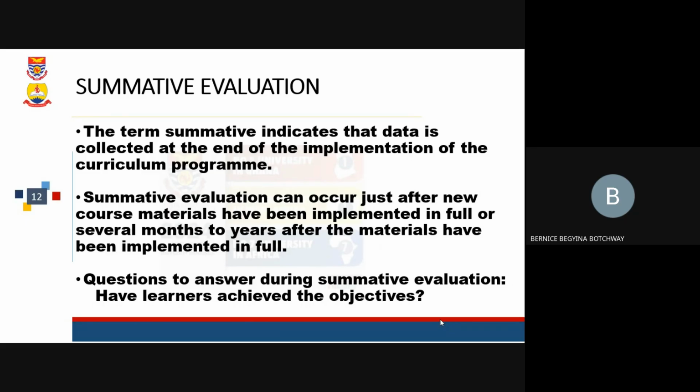Then let's come to the summative. So as we identified, the formative is during the implementation or before implementation. The summative is after. The term summative indicates that data is collected at the end of the implementation of the curriculum program. At the end.